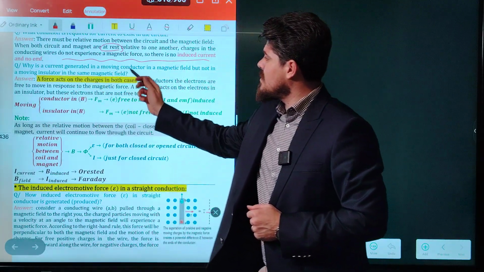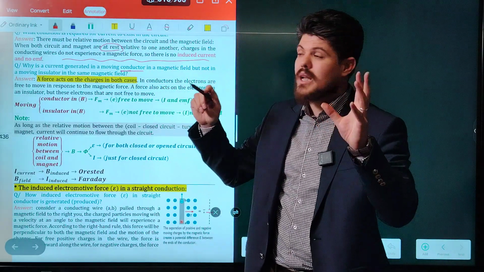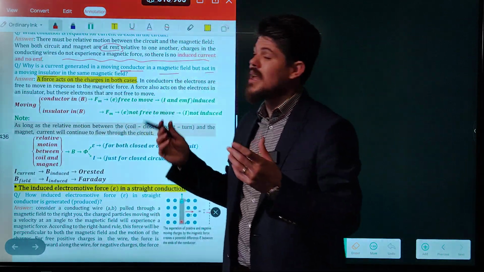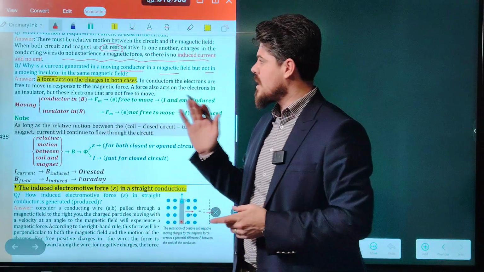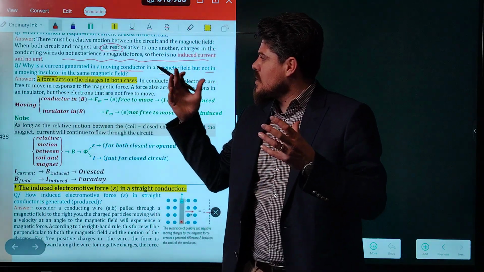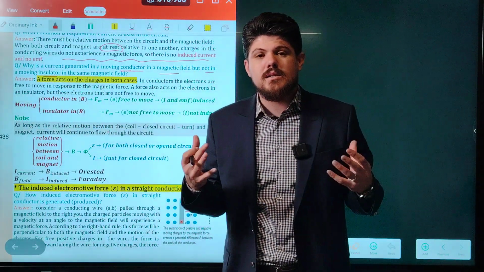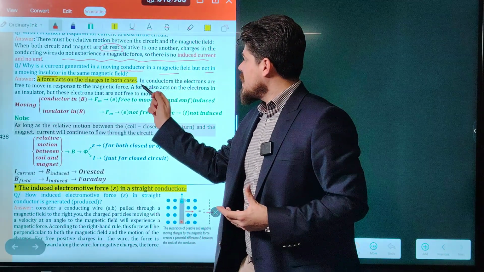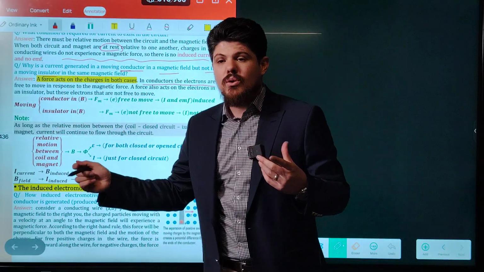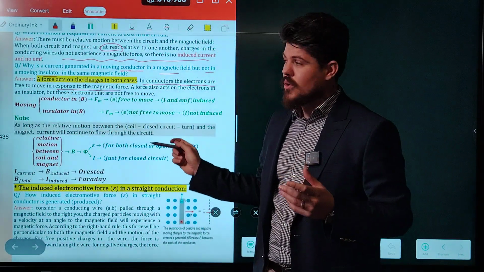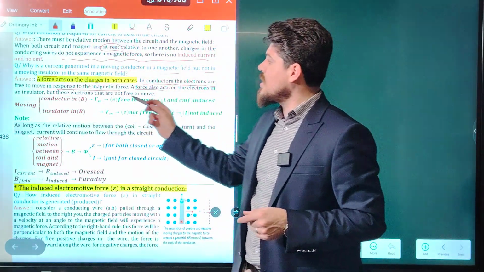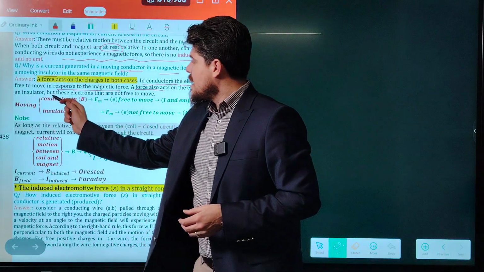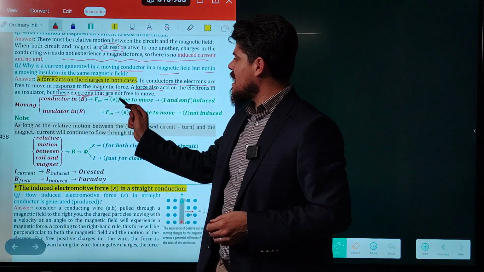Why is the current generated in a moving conductor, with free electrons, in a magnetic field, but not in a moving insulator in the same magnetic field? So what is the reason? Guys, be careful. A force acts on the charges in both cases, in the insulator and in the conductor. But in conductors, the electrons are free to move in response to the magnetic force. A force also acts on the electrons in an insulator. But in the insulator, the electrons are not free to move.